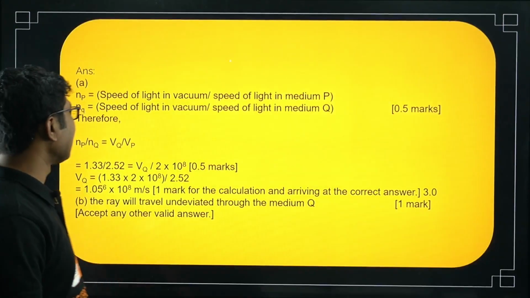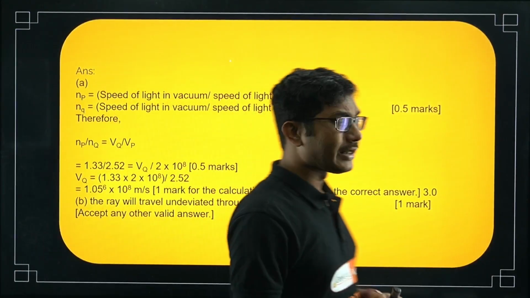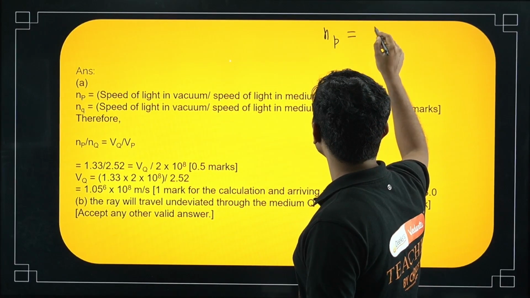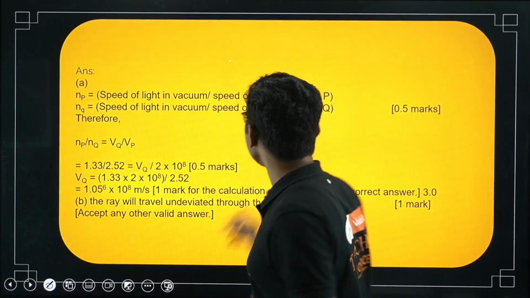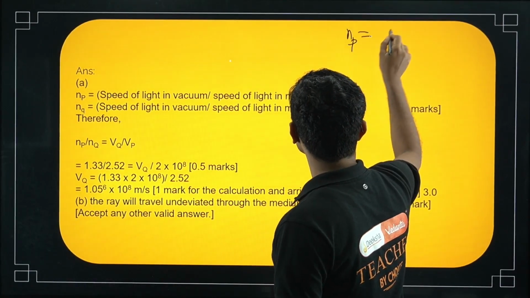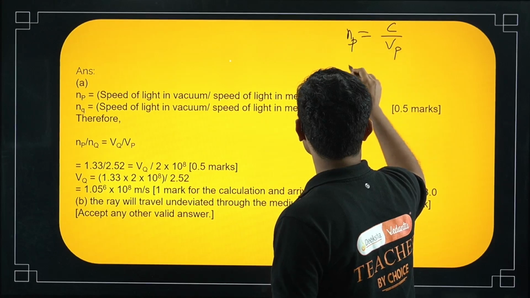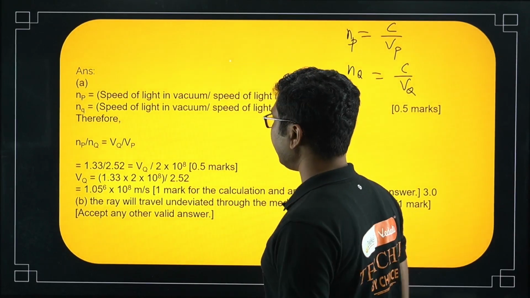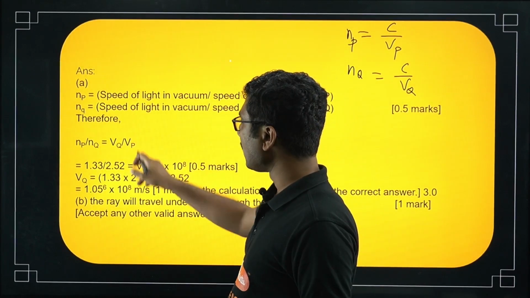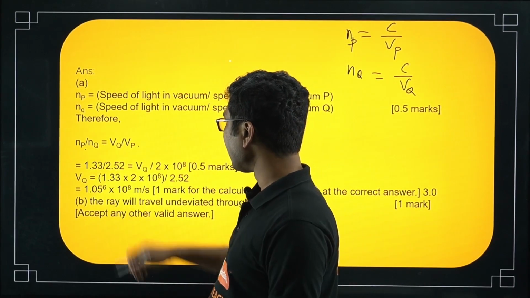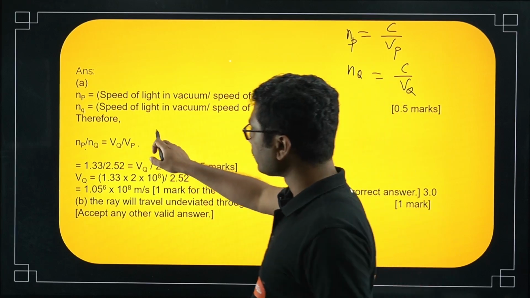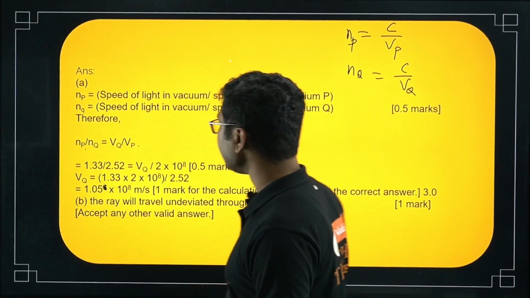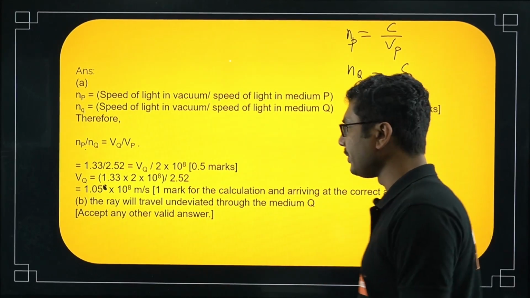So let's see, this is a numerical question. Np is basically C by Vp, the speed of light in vacuum divided by the speed of light in medium P, and Nq is basically C by Vq, right? Therefore Np by Nq is Vq by Vp. Now Np and Nq values are given, and Vp is also given, so you can easily calculate Vq, which will be 1.056 into 10 to the power of 8 meter per second.